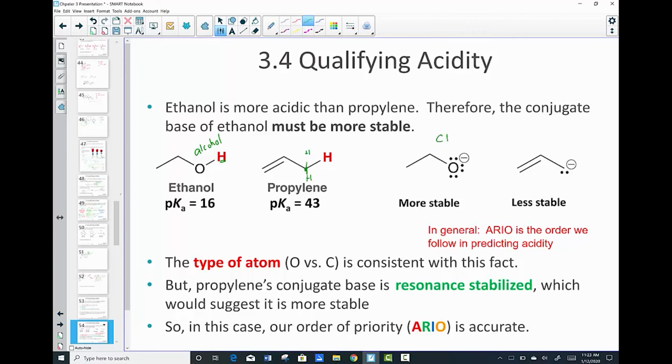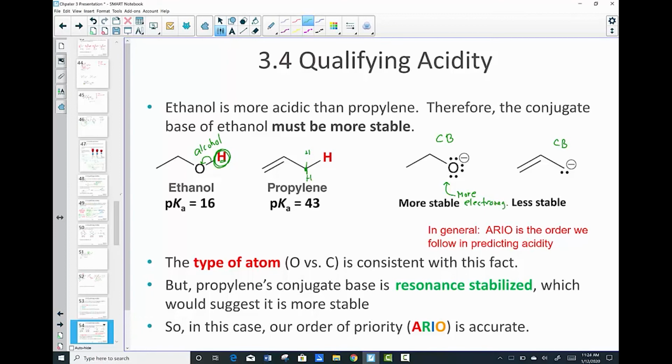When we look at the conjugate base, we remove the proton and let the bond collapse, and we form a formal charge on oxygen and a formal charge on carbon. Clearly, we would predict, according to ARIO, that the oxygen, because it's more electronegative, would be better at stabilizing the charge, and that therefore this is the more acidic proton. And we'd be absolutely correct.